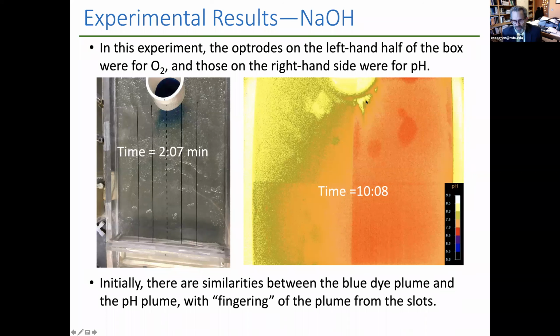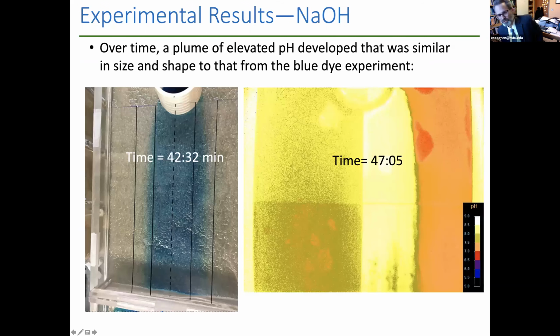You start to see some fingers of high pH emanating from the well screen, similar to what we saw from the blue plume. And then if we continue to the conclusion of the experiment after 40 plus minutes, we can see that this elevated pH plume emanating from the well screen has reached its full dimensions, very similar in size to what we saw with the blue dye. Now, this is only showing half the plume, because on the other half, we had optrodes for oxygen.